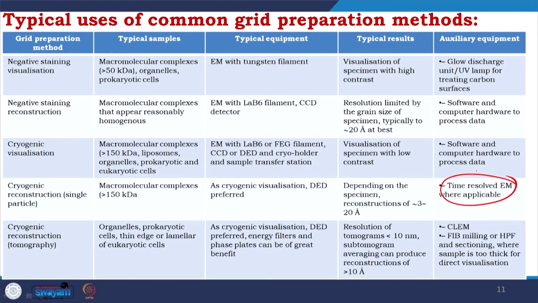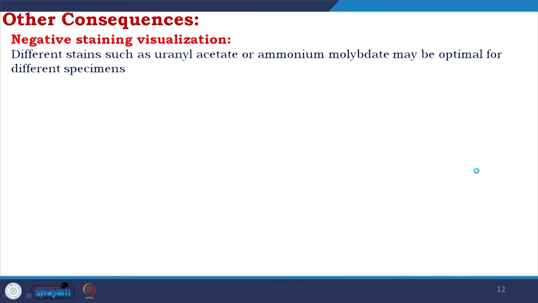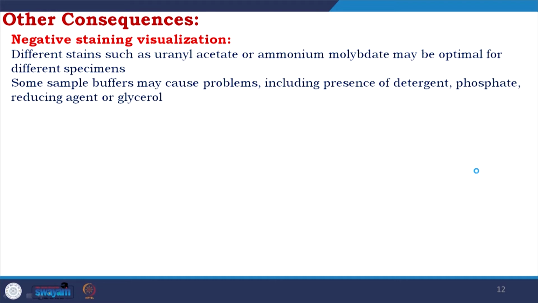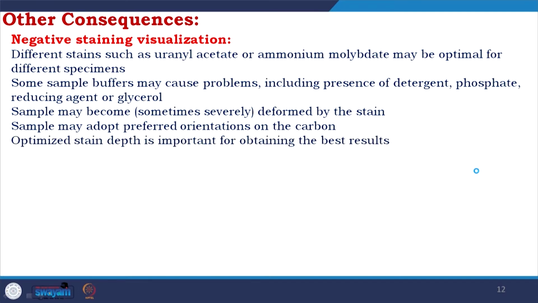Other considerations which are of special mention for negative staining visualization: different stains such as uranyl acetate or ammonium molybdate may be optimal for different specimens. Some sample buffers may cause problems including presence of detergent, phosphate, reducing agent or glycerol. Sample may become deformed by the stain and sometimes it has a severe effect. Sample may adopt preferred orientation on the carbon. Optimized stain depth is important for obtaining the best results.